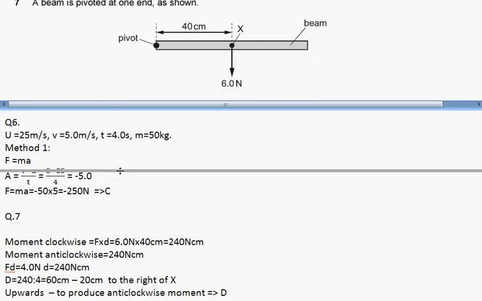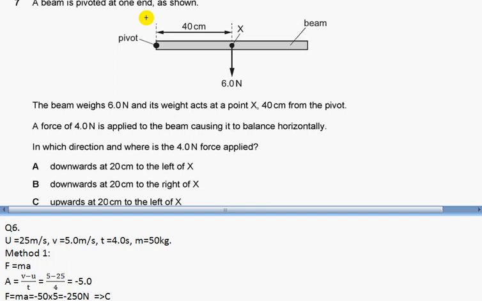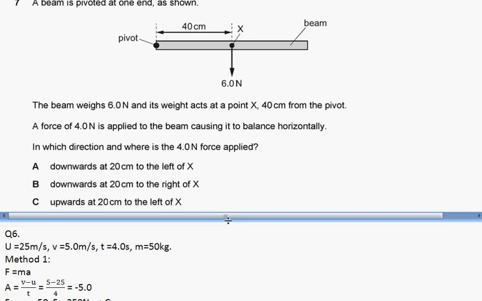Question 7. The beam is pivoted at one end as shown. So this is the pivot. It can turn around the pivot. The beam weighs 6 newtons and its weight acts at point X from the pivot. A force of 4 newtons is applied to the beam, causing it to balance horizontally. In which direction and where should the force be applied? The 6 newton force produces a clockwise moment, so we should produce an anti-clockwise moment, and so we should apply the force upward. Because we apply a 4 newton force, the distance should be greater, so it should be somewhere here. And by how much?